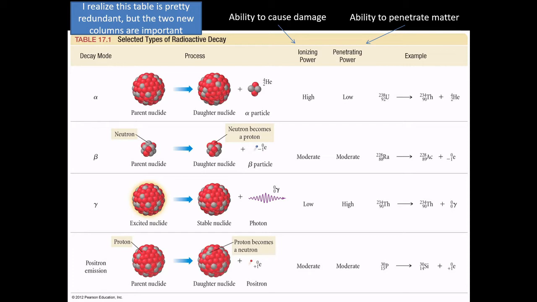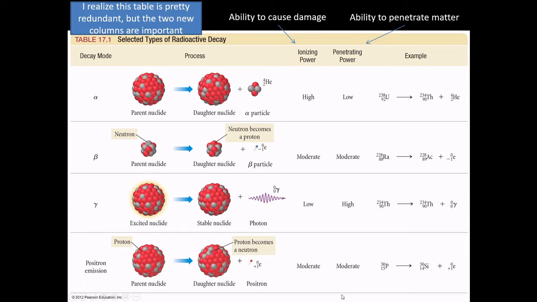So gamma rays, even though per particle, so to speak, they have the least ionizing power, because they are so hard to shield yourself from, they, in some ways, are actually the most dangerous. It just kind of depends on your situation, what you're looking at.